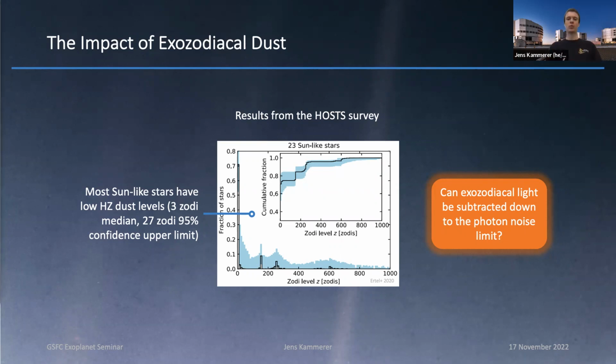And for that, our approach was to really do a full end-to-end simulation and simulate hypothetical observations with such a future mission of a solar system at 10 parsec with zodiacal dust, different zodi levels, different inclinations, to find out if we can subtract the component down to the photon noise limit or not.